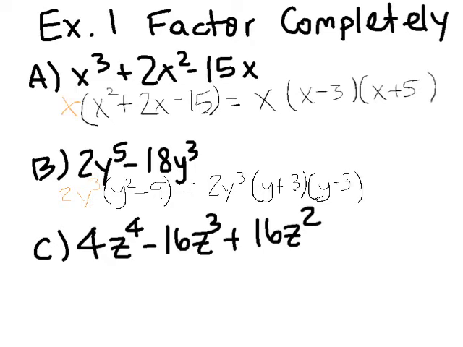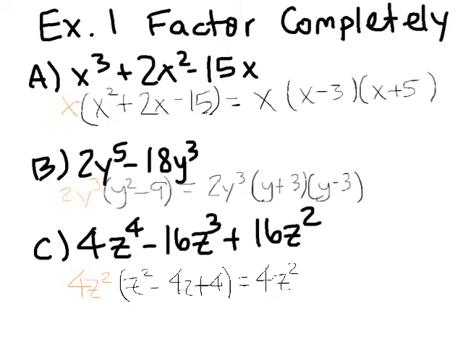Again, I just need to figure out a way to get down to a quadratic form, and once I can do that, life just gets real nice. Let's look at that last one. I've got 4z to the fourth, 16z cubed, and 16z squared. On this last one, I can take out a 4z squared. When I do that, that gets me down to a quadratic, z squared minus 4z plus 4, which is 4z squared times z minus 2 times z minus 2.